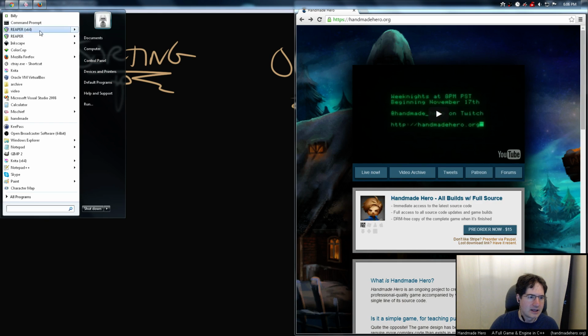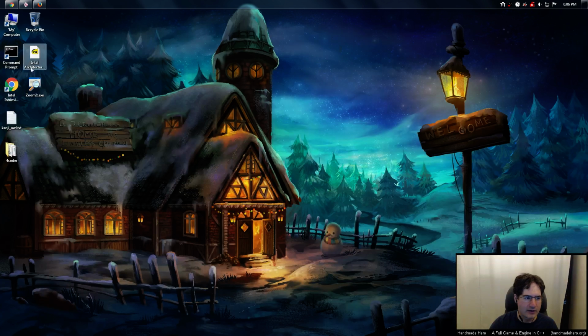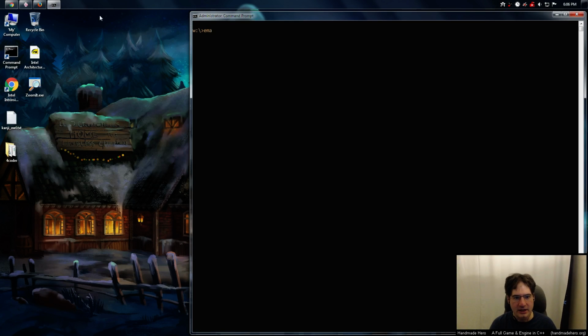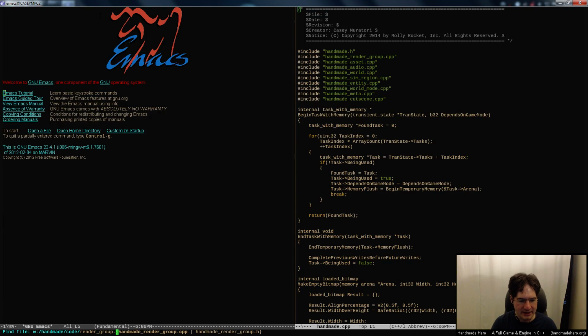And lo and behold, if I go ahead and open up the one that I wrote in just a few minutes the other day so I could show you how sorting works in the basic case.